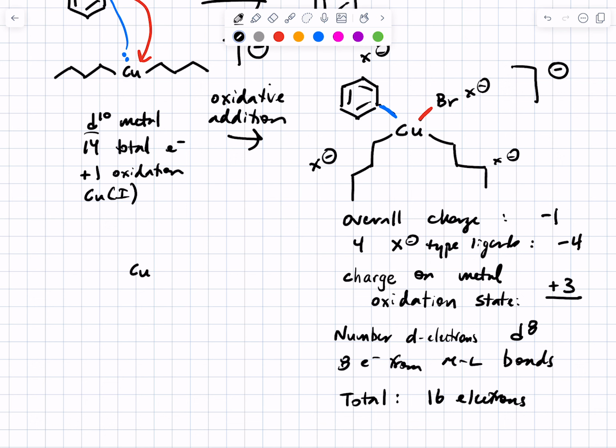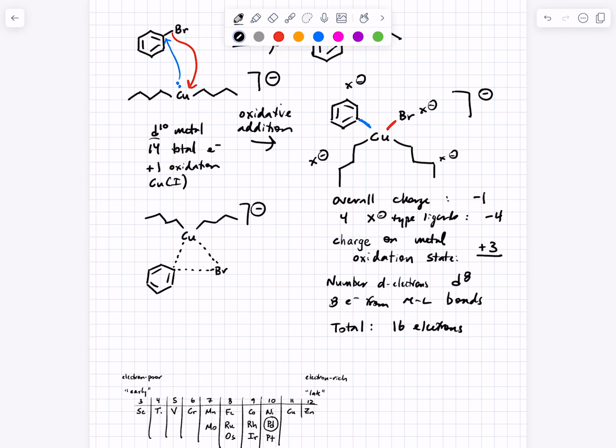Copper is here, its other ligands are here, and then here is the benzene ring. Oops, that's not a 6-membered ring. Here is the bromo group. Here is the carbon-bromine bond that's breaking. Here is the carbon-copper bond that's being made, and here is the copper-bromine bond that's being made. So 3 atoms in the same transition state. Overall complex has a -1 charge. So that's the oxidative addition step.